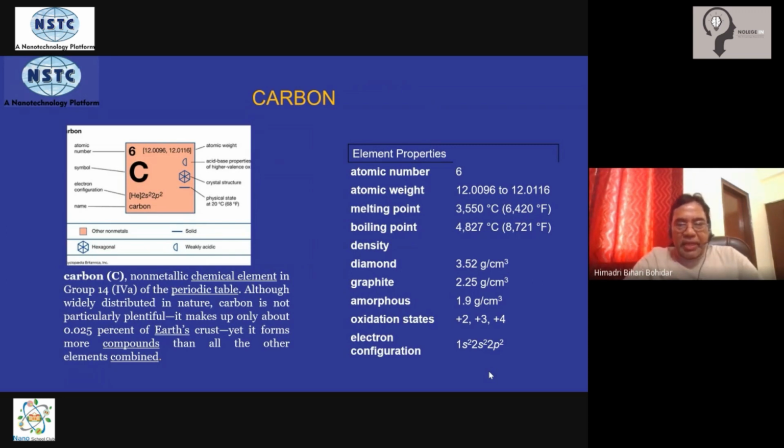Now, carbon in the natural form occurs only in two states. One is the graphitic state and the other one is the diamond state. These are the naturally occurring carbon states.